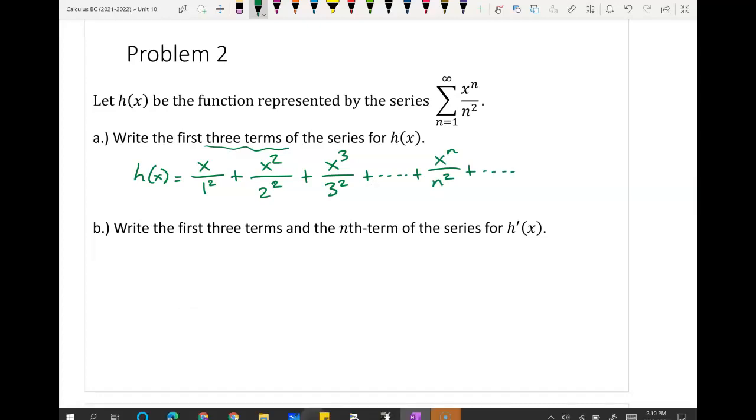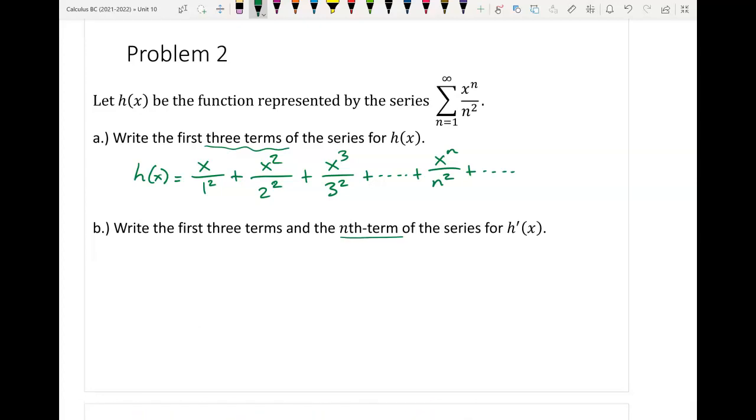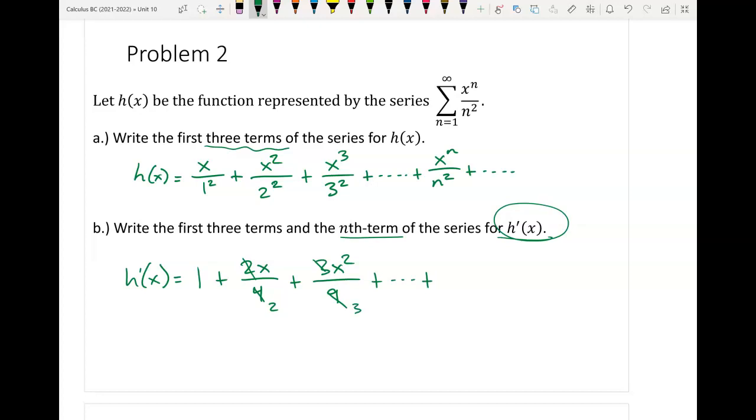All right, now it says write the first 3 terms and the nth term of the series for h prime. So for h prime, we just go ahead and differentiate each of these. Well, the derivative of my first term would be 1, plus 2x over 4, that should be 2 down there, plus 3x squared over 9, should be 3 down there, plus dot dot dot, plus, and that would be n x to the n minus 1 over n squared.